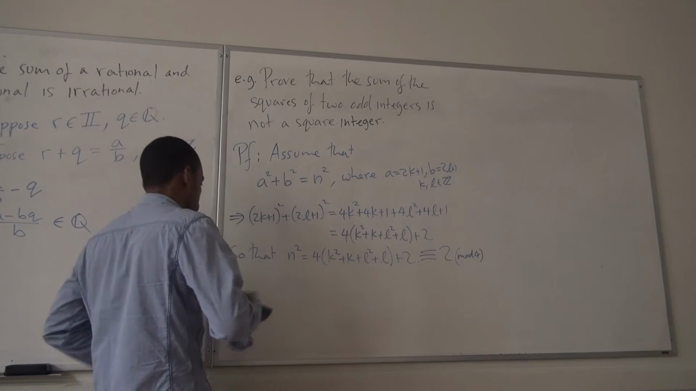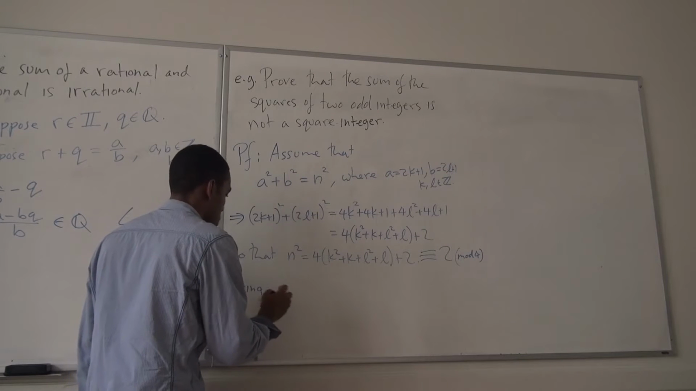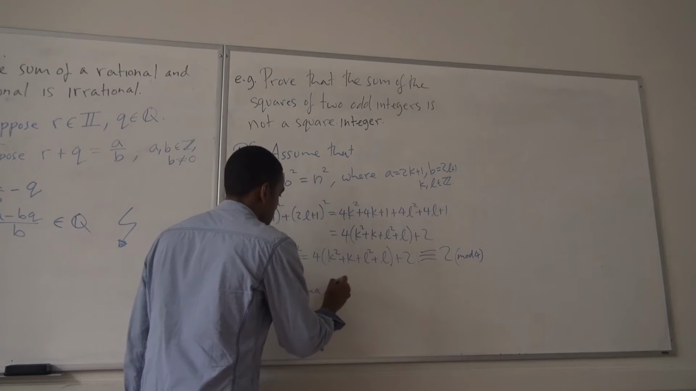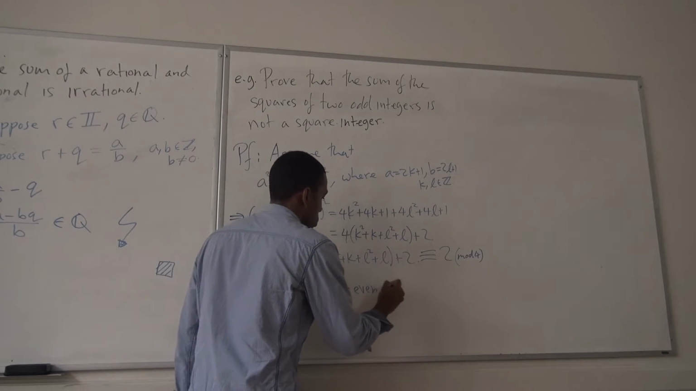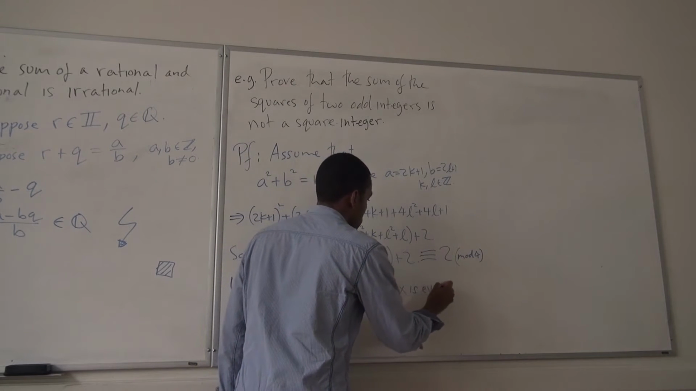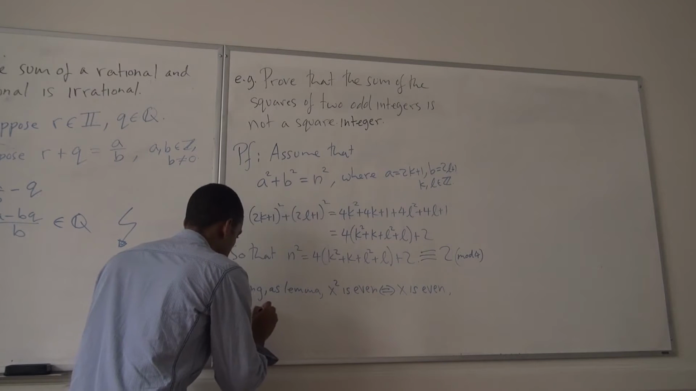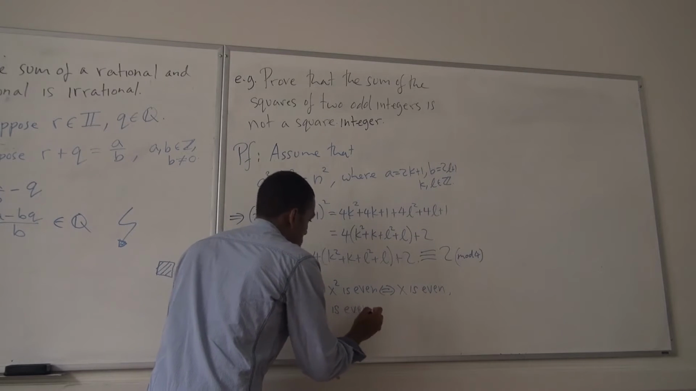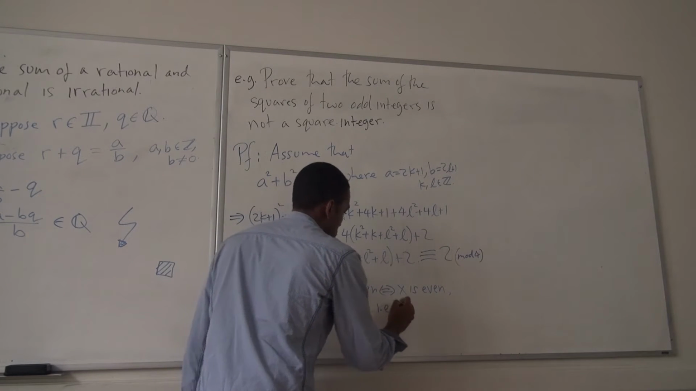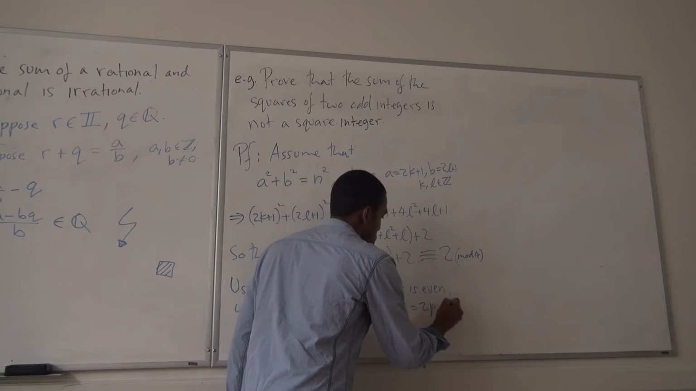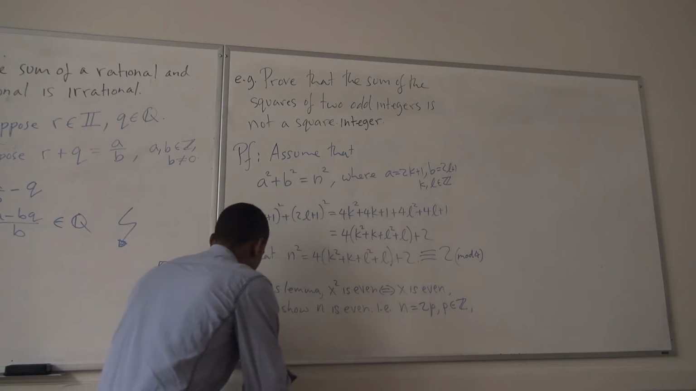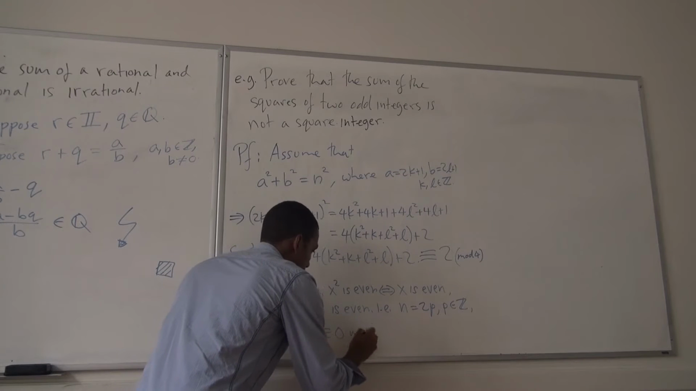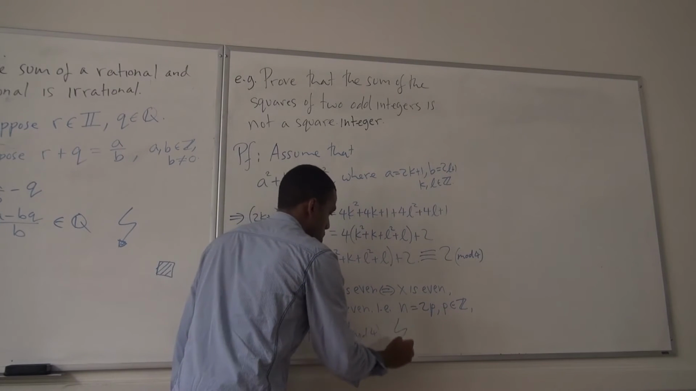So, using as lemma x squared is even if and only if x is even, we can show n is even, i.e. n is equal to 2p for p in Z, which would imply that n squared must be 4p squared, which is equivalent to 0 mod 4. And so, therefore, you can use a contradiction.